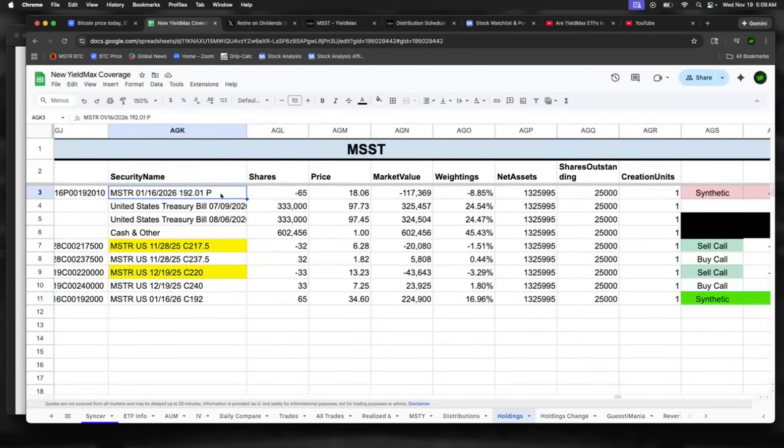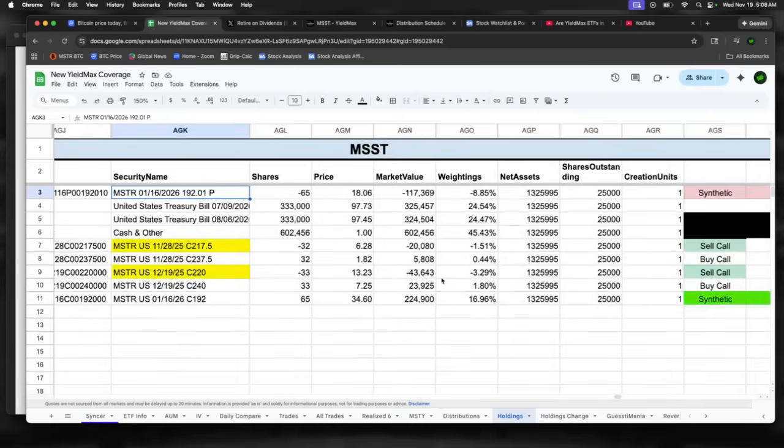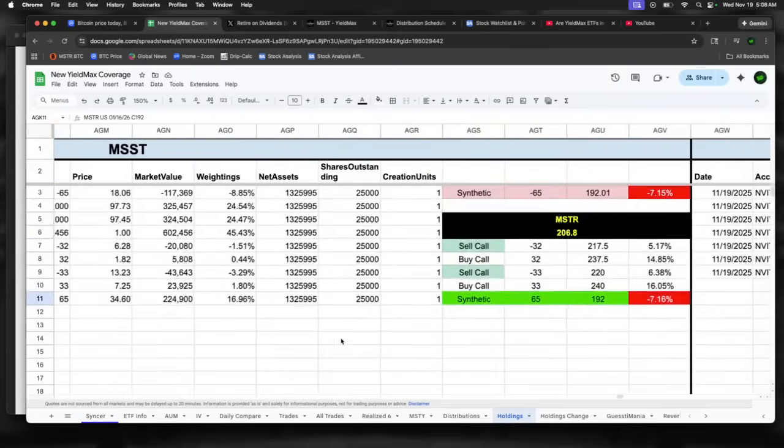So here you have the synthetic position. We have MSST, again for MSTR, holding a 192. Again, the buy call on the top, sell put on the bottom. We know about that, right? And MSTR sits at 206. The synthetic's doing well. All right.